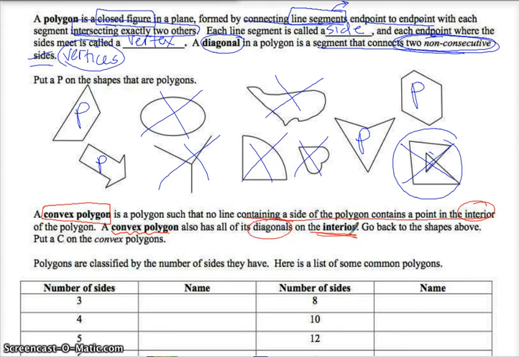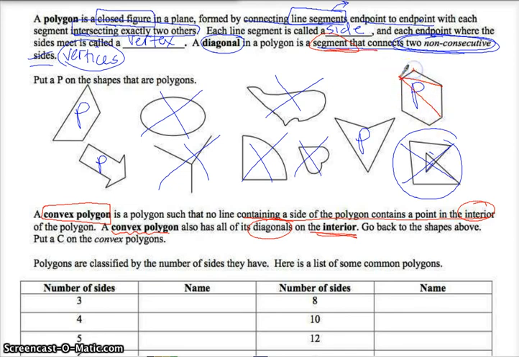And again, how do you connect a diagonal? A diagonal in a polygon is a segment that connects two non-consecutive vertices. So here, if I do this one, well, these are consecutive vertices, so one of my diagonals is from here to here. So non-consecutive, here, these are non-consecutive, right?